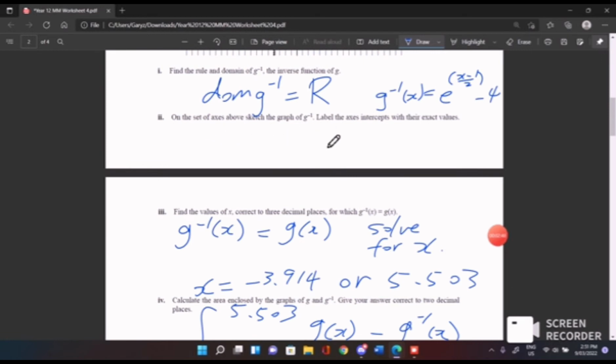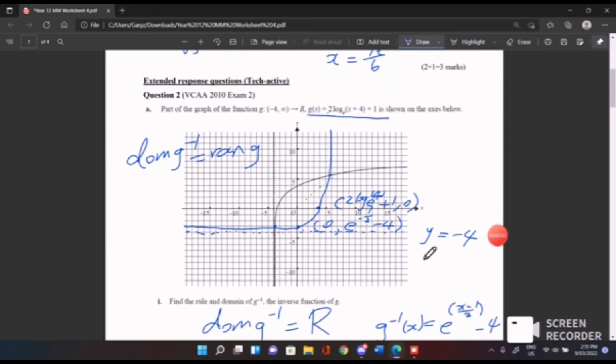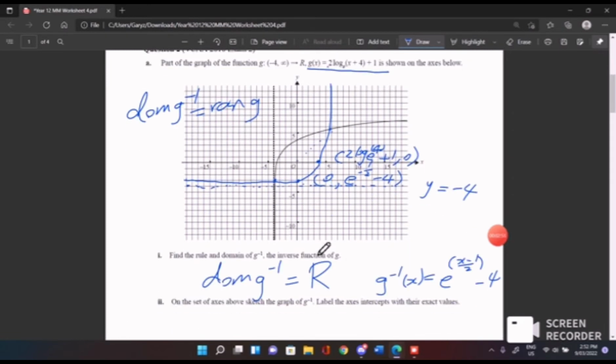Alright, and then we're sketching these. Now we're going to sketch g inverse of x. Usually for these types of questions, my first step is to work out the asymptote. By looking at this graph here, we know there's an asymptote at y equals negative 4, and we can confirm this by looking at the actual g of x, which has an asymptote at x equals negative 4. Therefore, its inverse will have an asymptote at y equals negative 4, because they're the inverse of each other. Then I worked out the coordinates of the two axis intercepts.